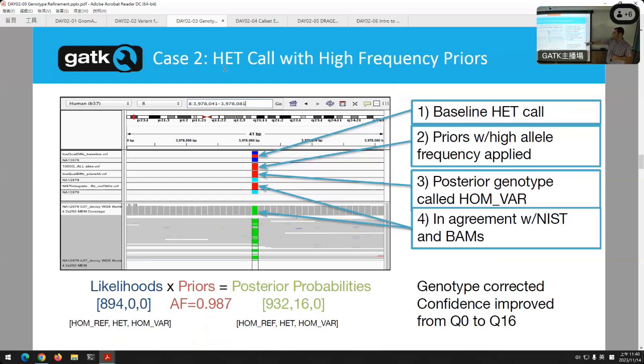All right, now look at my priors. This is a very common variant. Very, very common in gnomAD. So if it's very common, we talked about Hardy-Weinberg, most likely this is going to be homozygous variant. Those prior probabilities move the scale over. And again, we're not Q100, we're Q16, which is a lot better than Q0. So that's what the priors are doing.